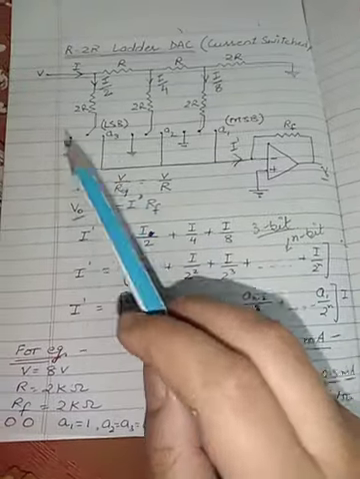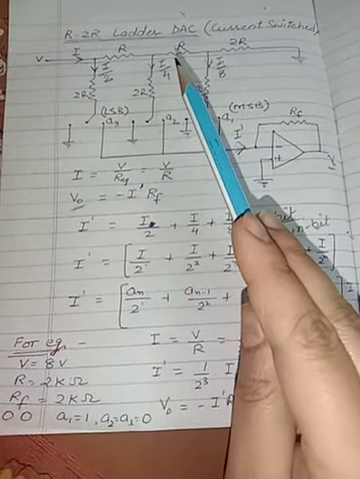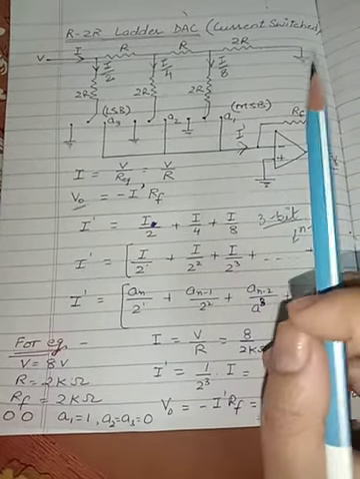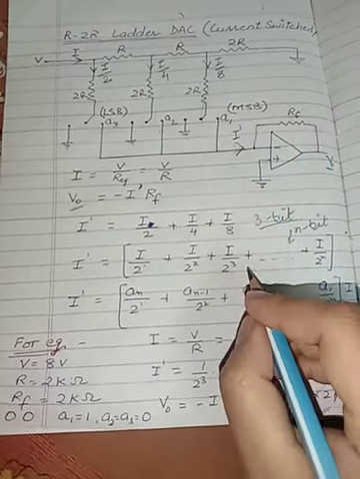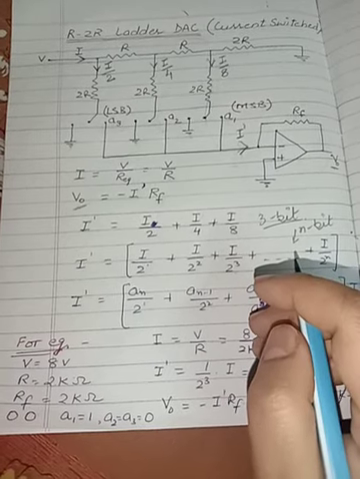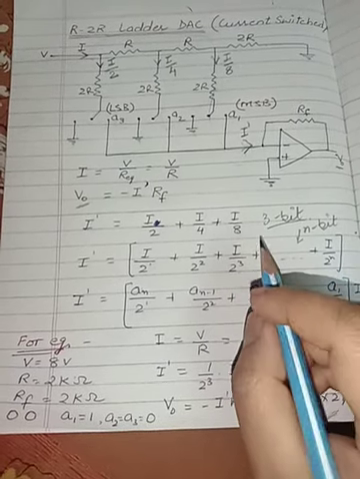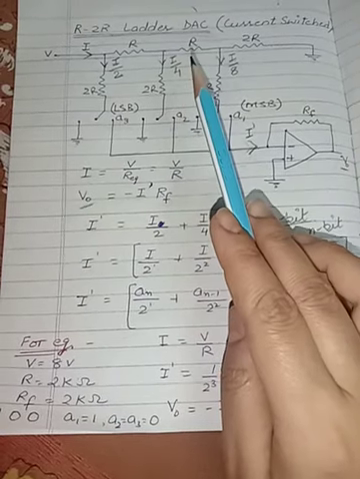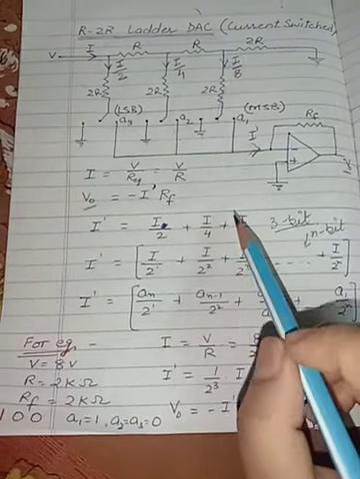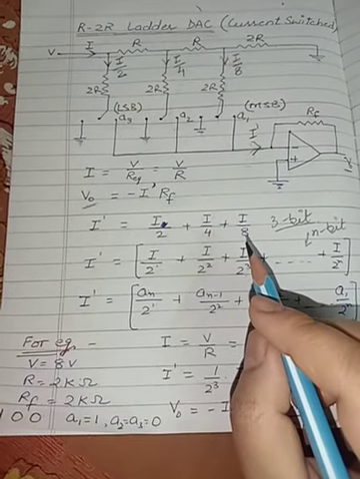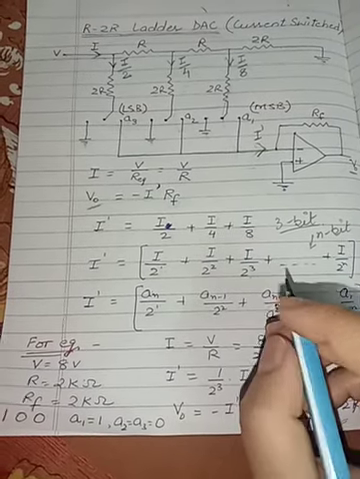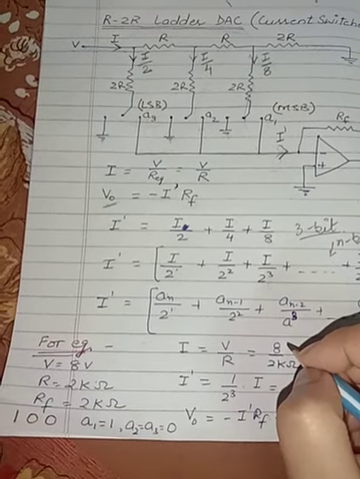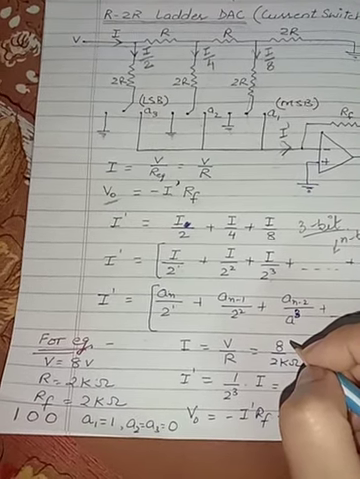So this is an R-2R ladder digital to analog converter, and this is of the current switched type. The other, voltage switched type, I have also explained in my previous lecture. You can find the link in the description box. We also have one more digital to analog converter, that is the binary weighted resistor digital to analog converter. I am also giving the link of that particular topic in the description box. You can check all the topics from there.